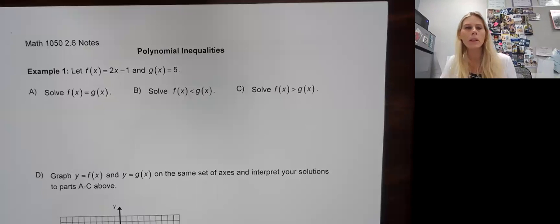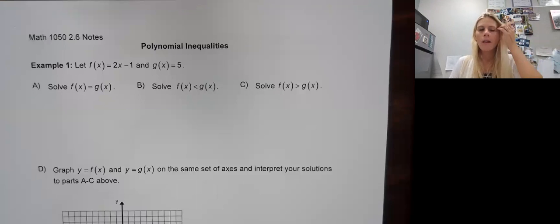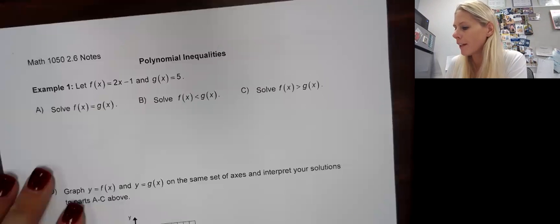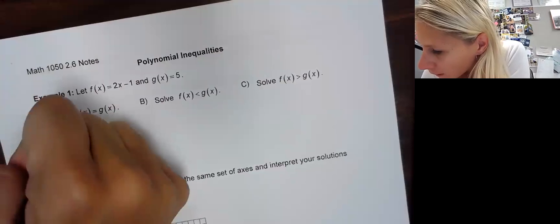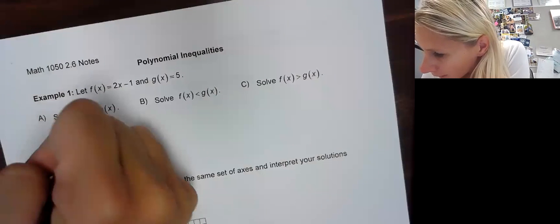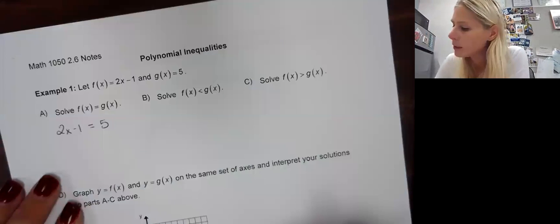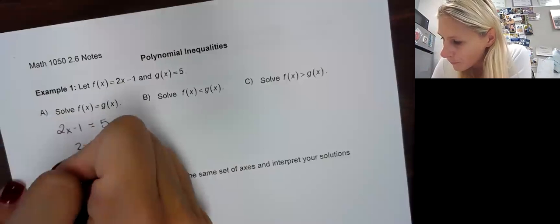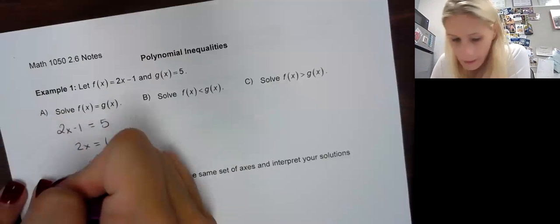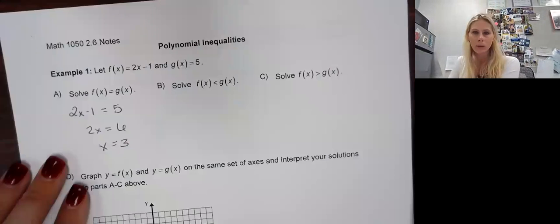Hi guys, today we're going to do 2.6 polynomial inequality. So let's do some examples here. Of course, we have solve f of x equals g of x. So what I do is I take my f of x equation and I set it equal to our g of x equation, and then we solve. So 2x equals 6 and x equals 3. So we have our one solution of x equals 3.